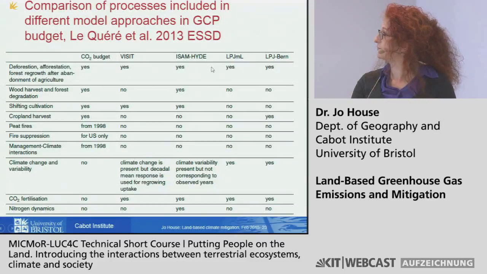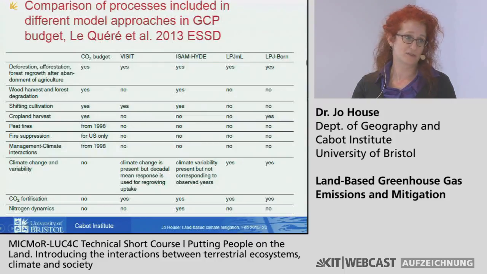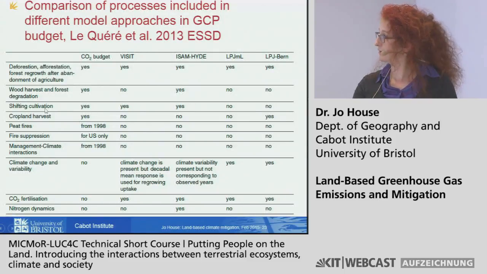So here's a few different models. The CO2 budget, this is Houghton, and then you've got Visit, ISAM, LPJ, LPJ Burn. Do they include deforestation, afforestation, and forest regrowth? Yes, they all do. That might seem an odd thing to say, but some of the methods that we looked at in the figure don't include regrowth. Some of the satellite methods don't include regrowth.